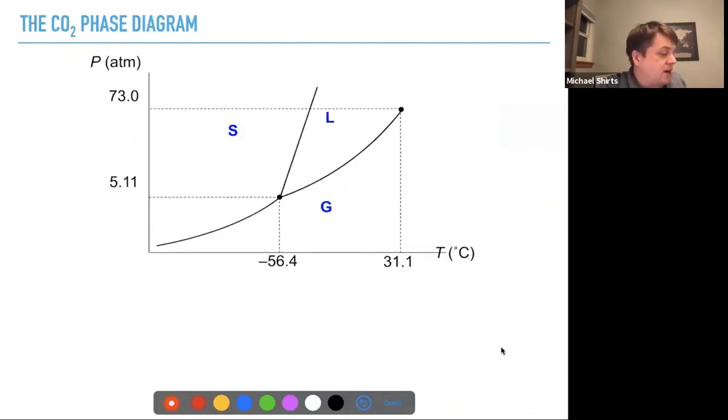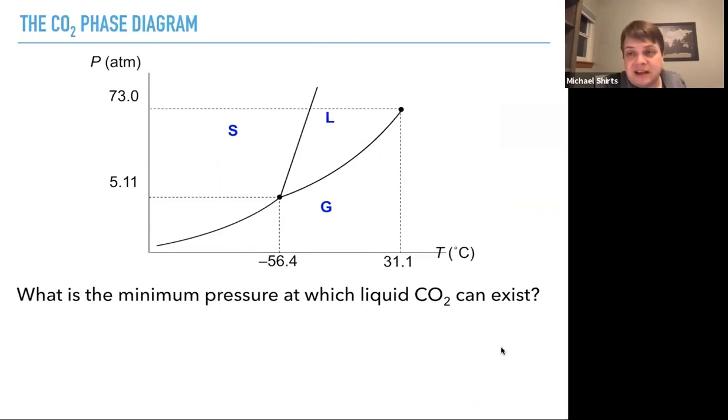Okay, so let's be specific. Let's look at the CO2 phase diagram, just make sure we understand it, and answer some questions. What's the minimum pressure at which liquid CO2 can exist? So we look here, we go down in pressure, and we notice, aha, below a certain pressure, in this case 5.11 atmospheres, liquid CO2 can no longer exist.